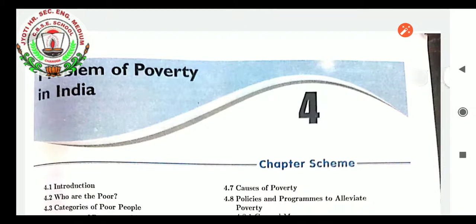Today we are going to learn the topic problems of poverty in India. This is a chapter in which we will proceed with the problems of poverty faced by India at the time of independence, and what the situation of poverty in India is now, which is a part of term 1 also. So the chapter name is problem of poverty in India.